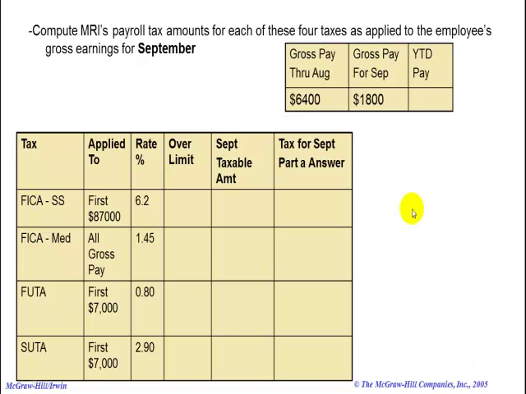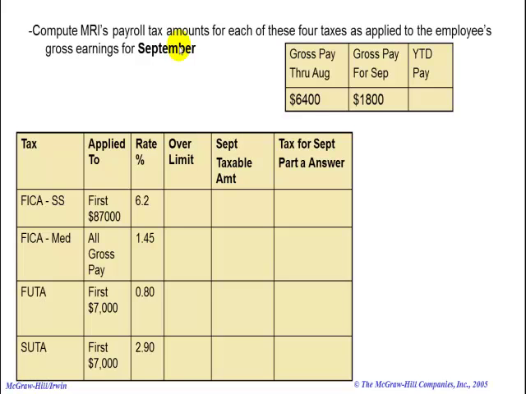In this exercise, we're going to do some calculations for payroll. And so this will be a three-part problem here. Here's the first part. Compute MRI's payroll tax amounts for each of these four taxes. And here are the taxes: Social Security, Medicare, federal unemployment tax, commonly called FUTA, and state unemployment tax, commonly called SUTA. These four taxes as applied to the employee's gross earnings for September.